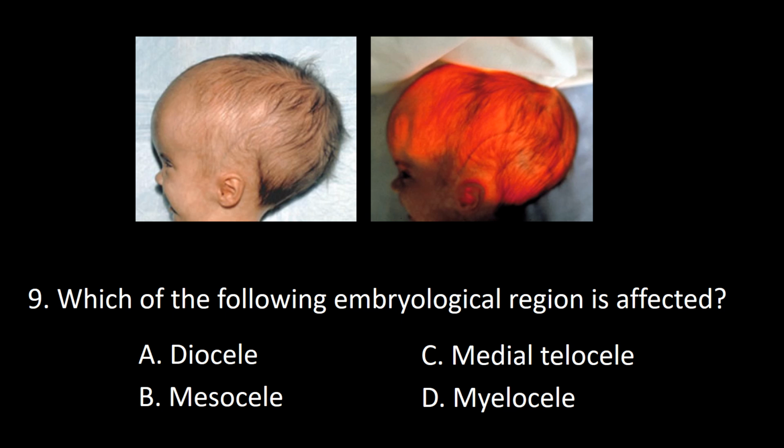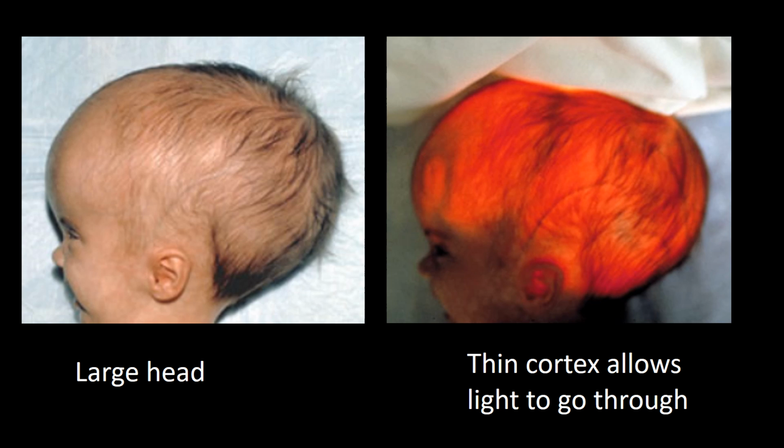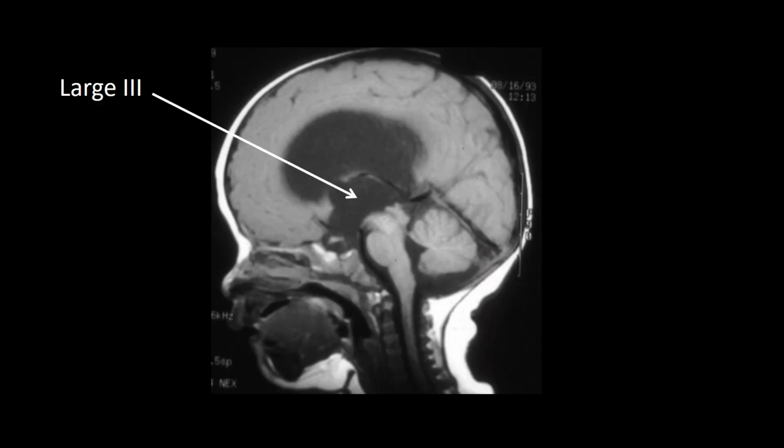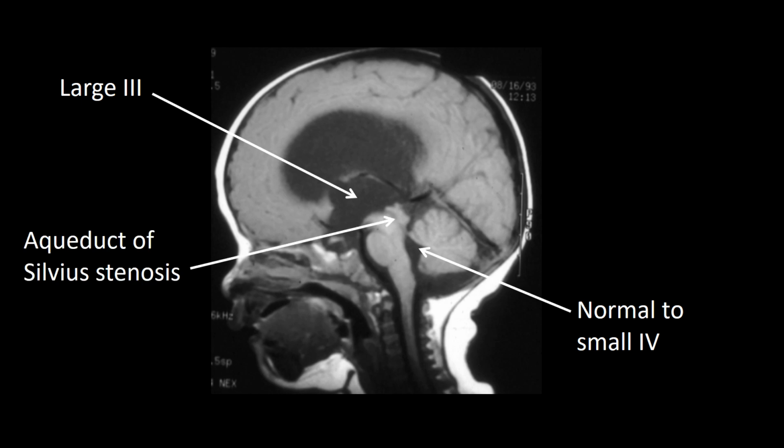Please take a look at these images and select the best answer. A. Diocele, B. Mesocele, C. Medial telocele, D. Mielocele. This patient has a large head and a thin enough cortex to allow light placed on one side of the skull to go through the other side. This MRI shows a large third and a normal small fourth ventricle. This is consistent with the diagnosis of aqueductal stenosis.